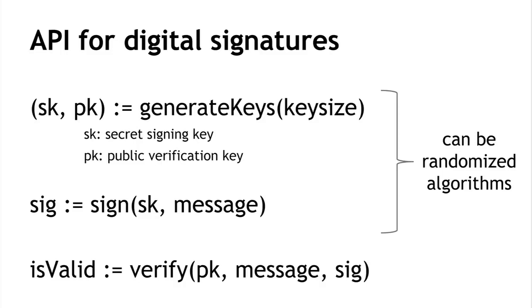These three operations, these three algorithms, constitute a signature scheme. I'll note that the first two can be randomized algorithms. The verification won't be; it will always be deterministic. And in fact, generate keys had better be randomized, because it ought to be generating different keys for different people.